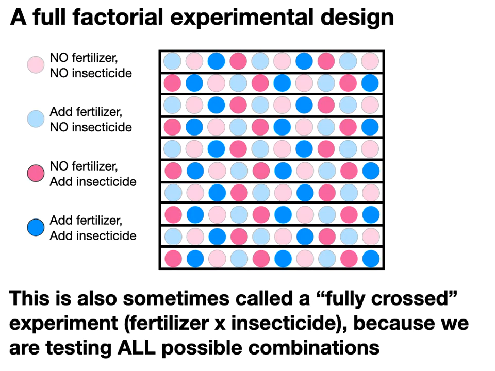So in this case, we've got 4 treatment groups. In light pink, we've got no fertilizer, no insecticide. In light blue, we've got fertilizer, but no insecticide. In the more saturated pink, we've got no fertilizer, but yes, insecticide. And then in the saturated blue, we have both fertilizer and insecticide. And I've shown an example of how they might be distributed in a blocked fashion across our 10 greenhouses. This type of experiment is sometimes called fully crossed because we're testing all possible combinations of our different treatment groups.